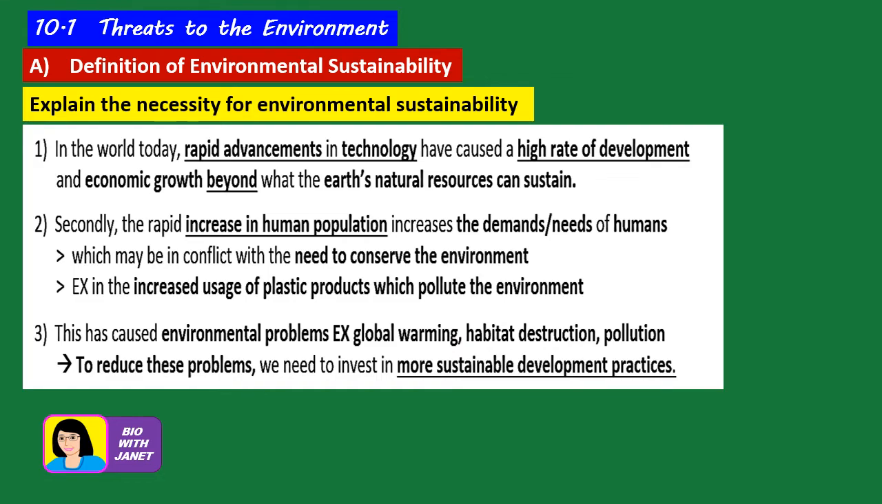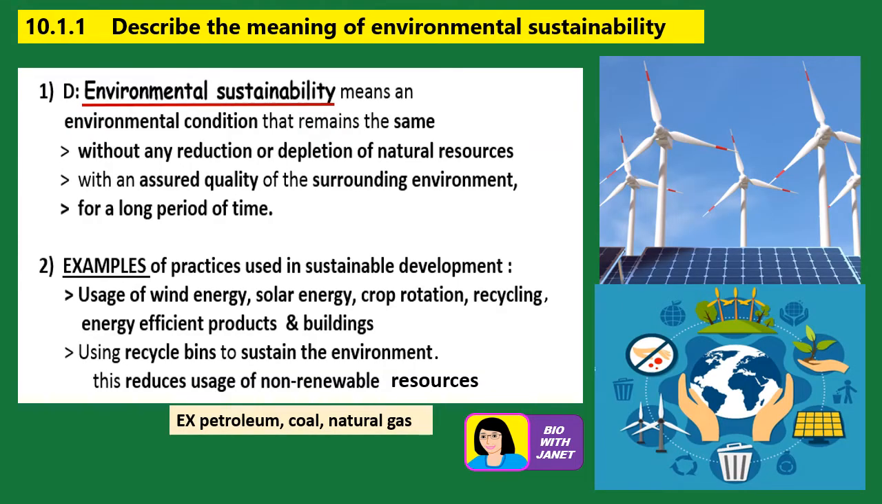Okay. The first learning outcome is to describe the meaning of this term, environmental sustainability. So try and say this word. Okay, environmental sustainability. Now the definition must be memorized. So it means an environmental condition that remains the same. That means when the environment is maintained in a good condition, all right, without any reduction or depletion of natural resources.